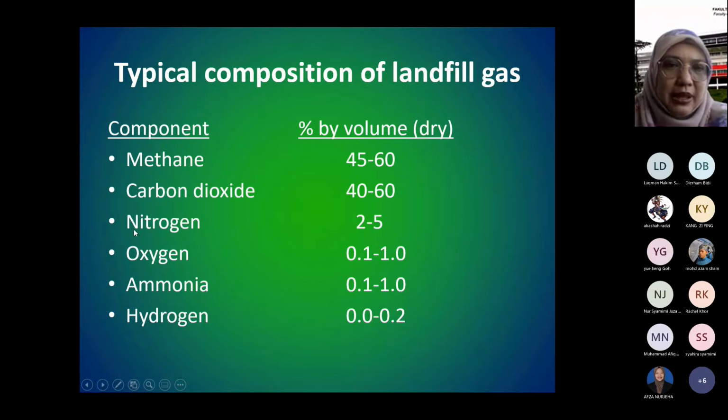They also produce nitrogen, which is very little by comparison, two to five percent. Oxygen is around 0.1 to 1%, ammonia 0.1 to 1%, and hydrogen is the minimum, maximum around 0.2% of the total gases being produced, by volume.